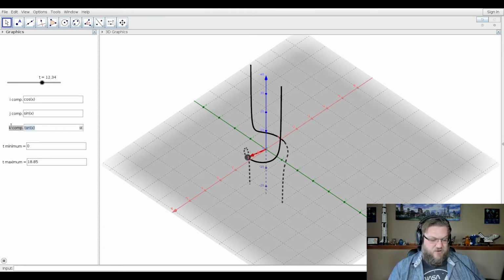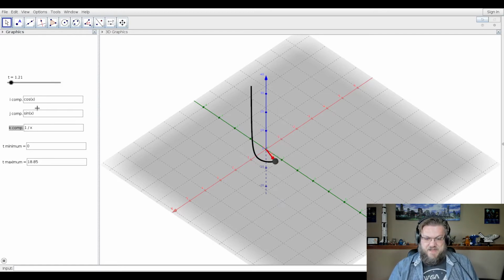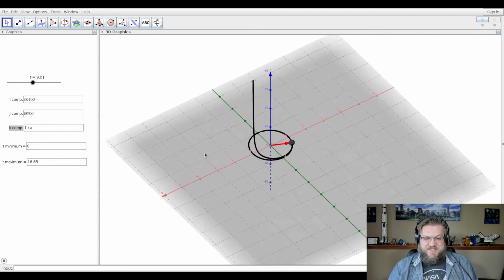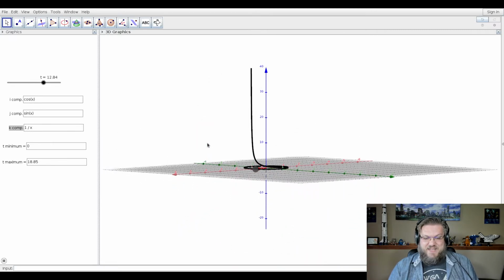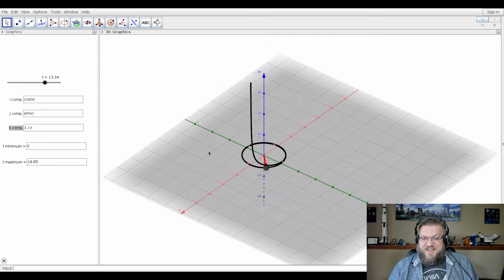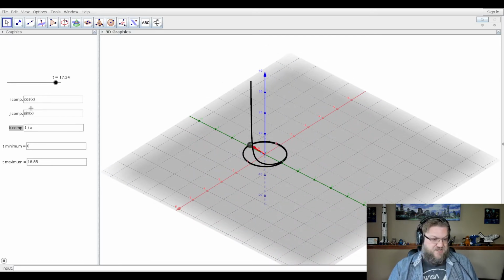What if I did 1 over x as the height? Right? So I still get circular motion because of the cosine sine pair, but now the height is squashed pretty quick because as t gets large, 1 over t gets really small. So this gets a height with that. Maybe a triple x squared.